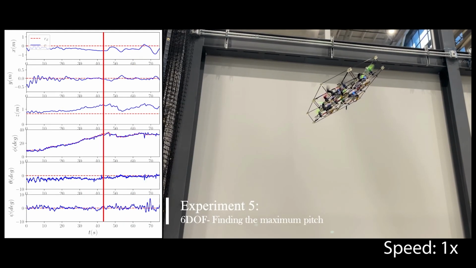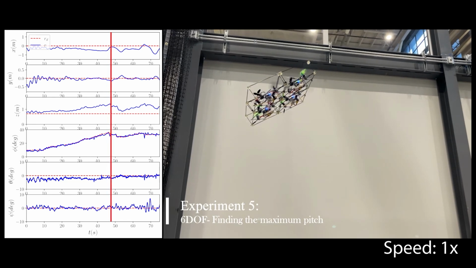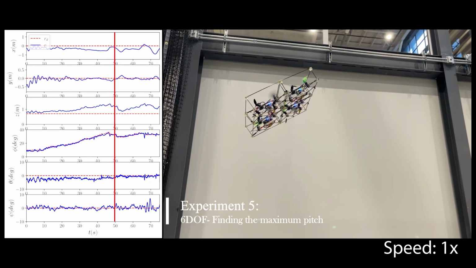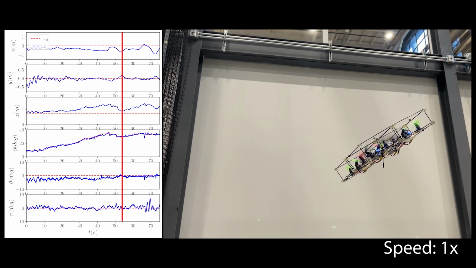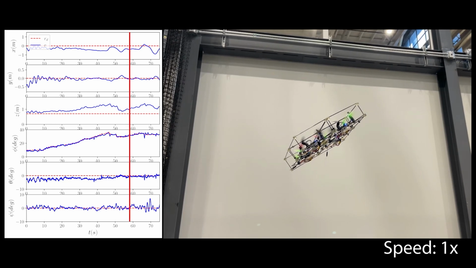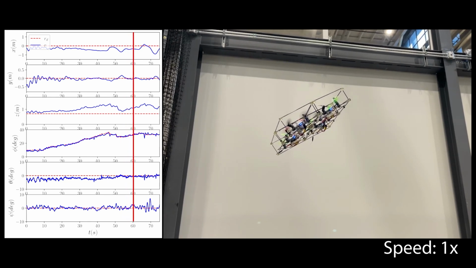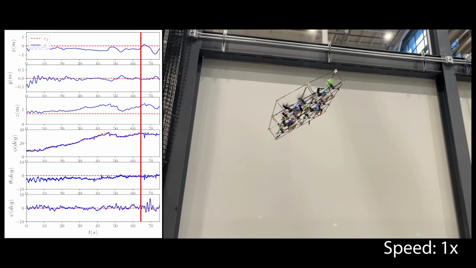In the fifth experiment, we try to make the same structure as in the fourth experiment tilt along its pitch angle to its maximum capability by changing the desired pitch angle manually. As shown in the footage, the maximum pitch angle is around 38 degrees. Despite the relatively large errors along translational axis, the structure still manages to keep hovering in place.